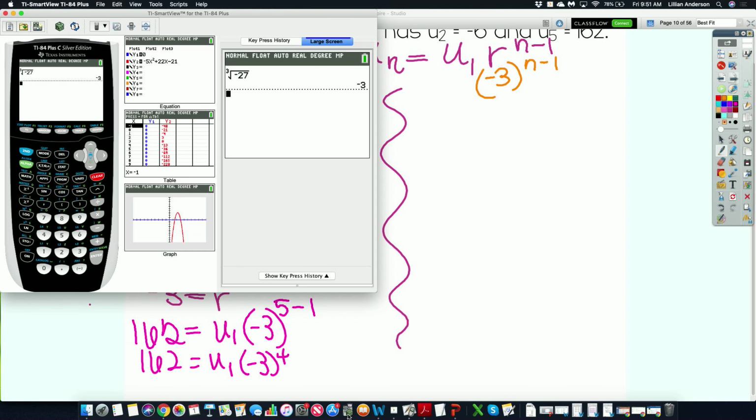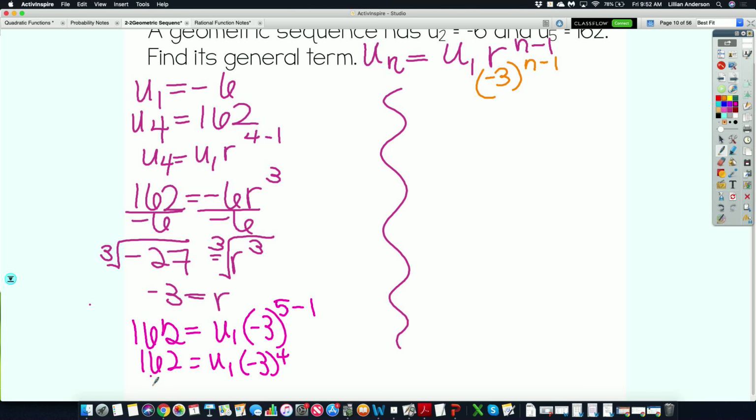No, 81. I could be wrong. You're right. There's a difference between these two. You have to remember that the 4 applies to the 3, then it makes it negative. You're raising -3 to the 4th power, so it should be a positive 81. Okay. Cool. Then how do I solve? Divide by 81. So what's 162 divided by 81? 2. So now I have my general form.